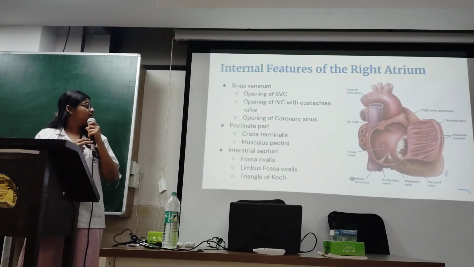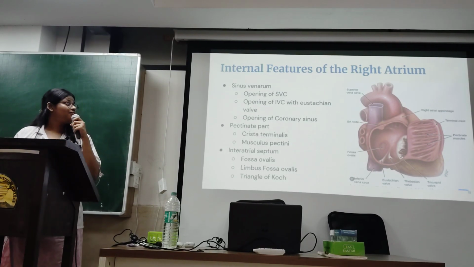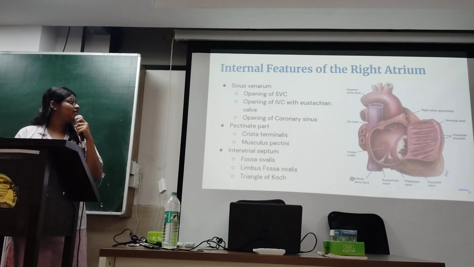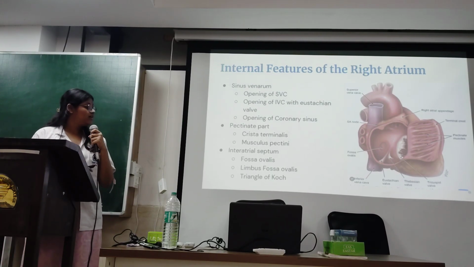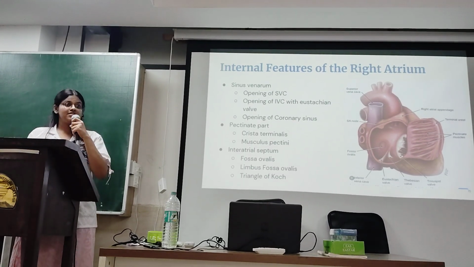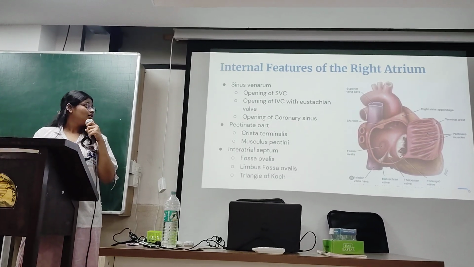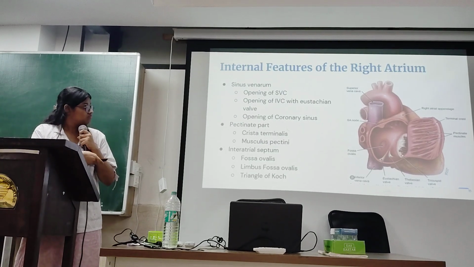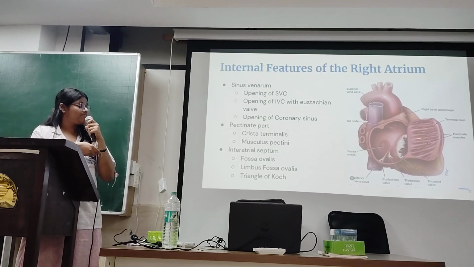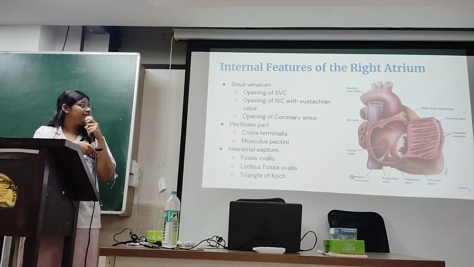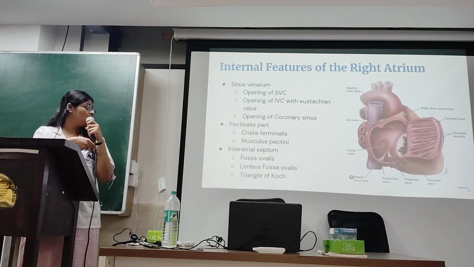The pectinate part is the rough anterior part of the heart, which is embryologically developed from the primitive ventricle. It contains crista terminalis, which is an internal ridge, and from it arise transverse ridges called musculi pectinati, and they give the right atrium the look of the teeth of a comb.